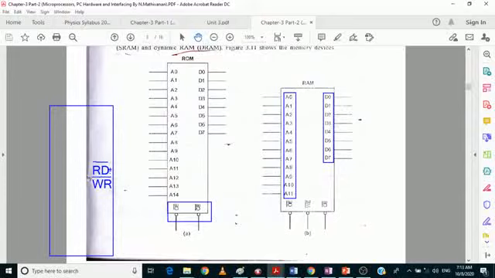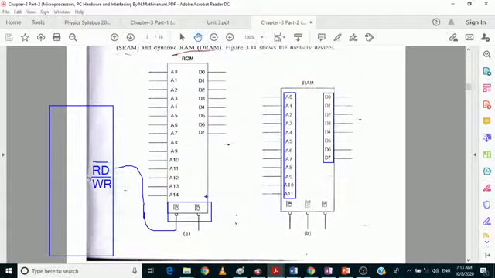So when you interface this ROM device to the 8086 microprocessor, you are supposed to connect the output enable signal of your ROM device to the read signal of your microprocessor, because we are able to perform only the read operation from the ROM device.